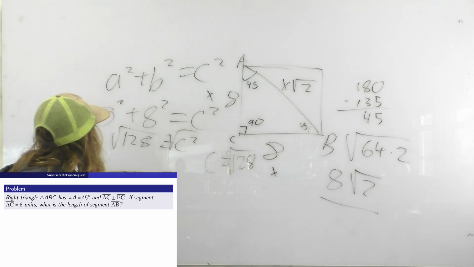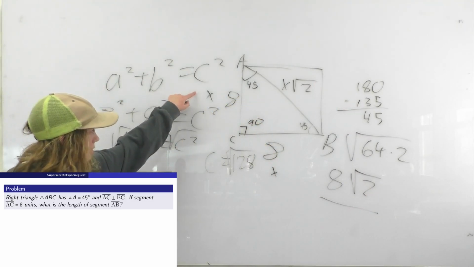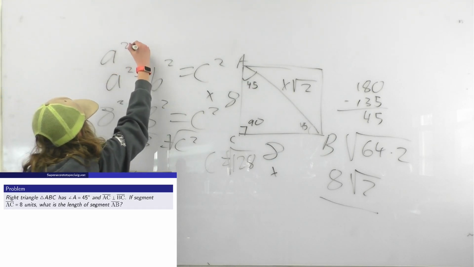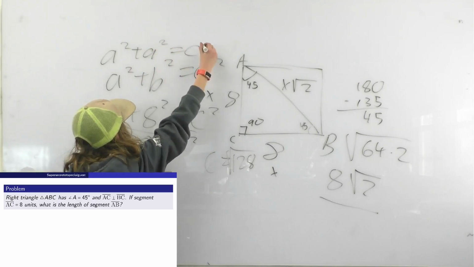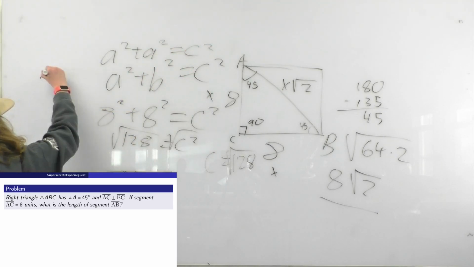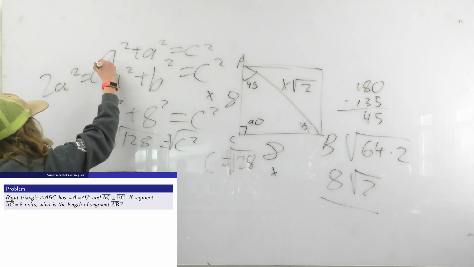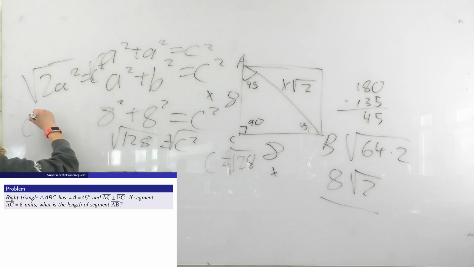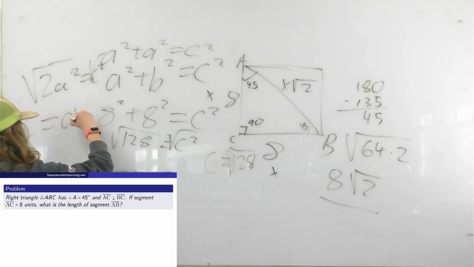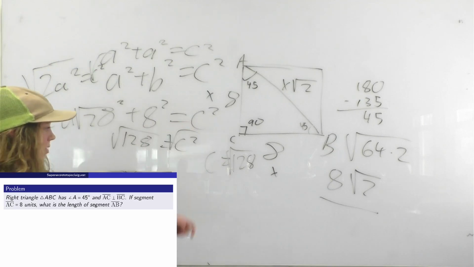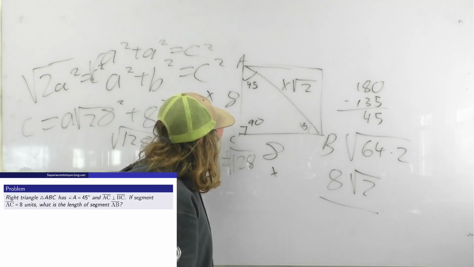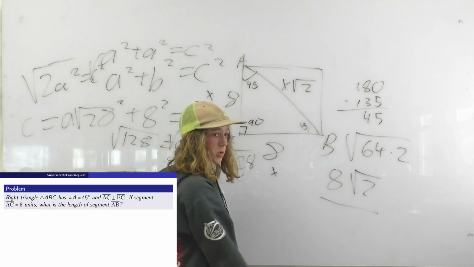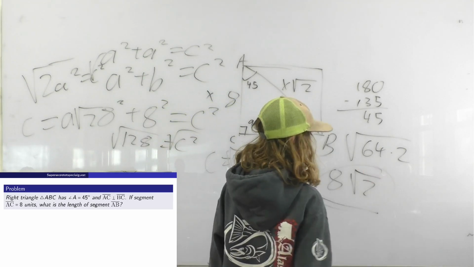And to prove that, if we have a squared plus b squared equals c squared, and a and b are the same, we can just write that as a squared plus a squared equals c squared. So that's 2a squared equals c squared. We take the square root of that, so we get c equals a times the square root of 2. And that proves that if we have a 45, 45, 90, this side will be that side times root 2. So we get 8 root 2, and that is the answer: 8 root 2.